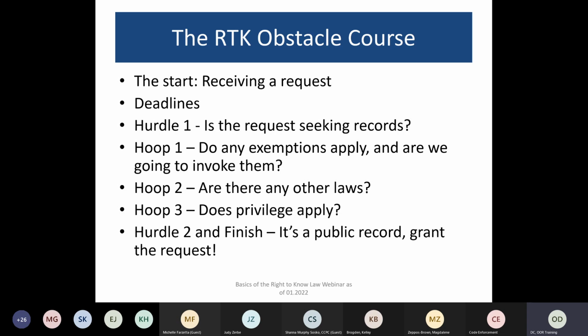Then you've got the first hurdle where we need to answer the question, is the request seeking records? Then we've got the second hurdle. And in front of that second hurdle, though, there are 3 hoops that we need to get through. And then once we get over the second hurdle, we're on our way to the finish line. Okay, so let me work our way through this obstacle course.